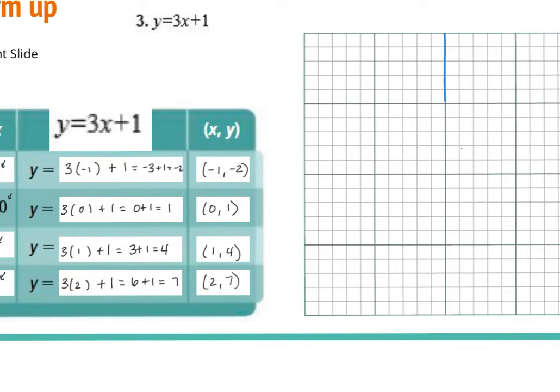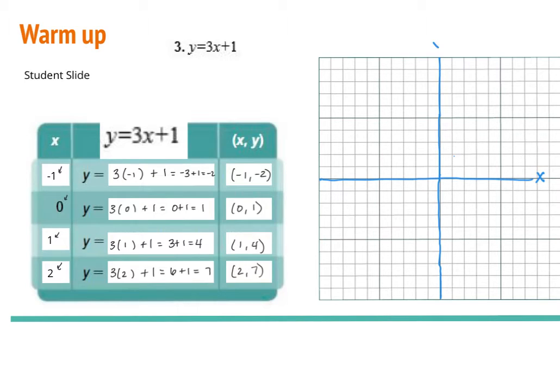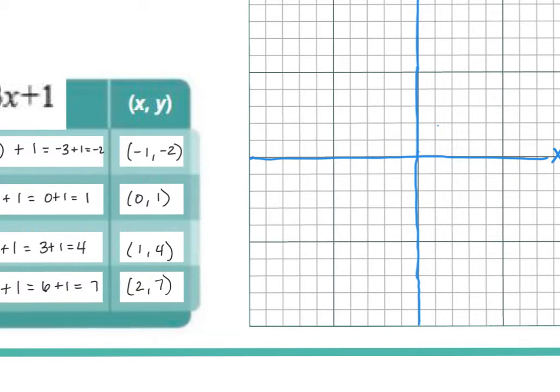Here's my y-axis. Here's my x-axis. I'm going to label my points, or my increments, 1, 2, 3, 4, 1, 2, 3, 4, -1, -2, -3, -4, -1, -2, -3, -4.